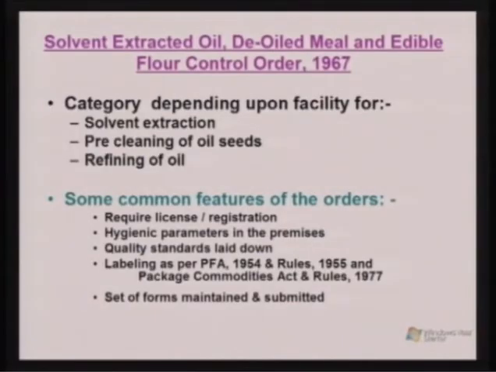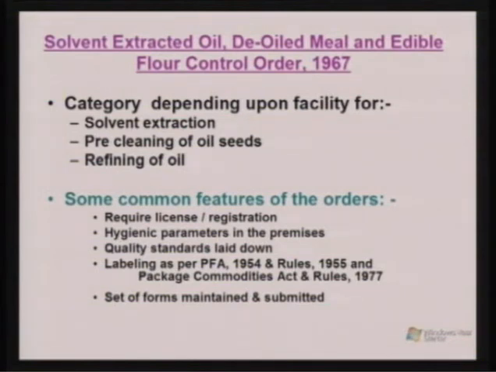Some of the common features of the orders are that all the orders require a license or registration to be issued by the appropriate authority as designated by the state government or central government. All the orders specify hygienic and sanitary parameters for manufacturing of the products, minimum quality standards laid down in the individual orders, and labeling requirements which should be followed as per the PFA Act 1954 or PFA Rules 1955 and the Standards of Weights and Measures (Packaged Commodities) Act and Rules 1977.